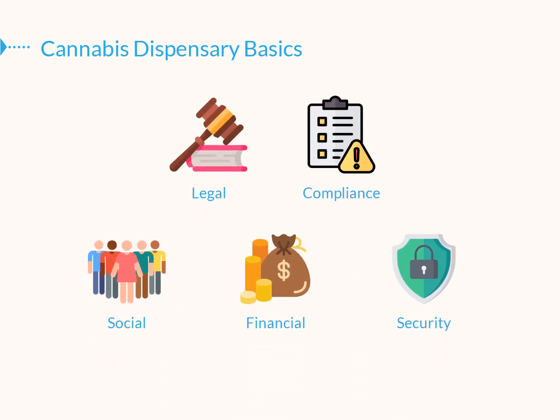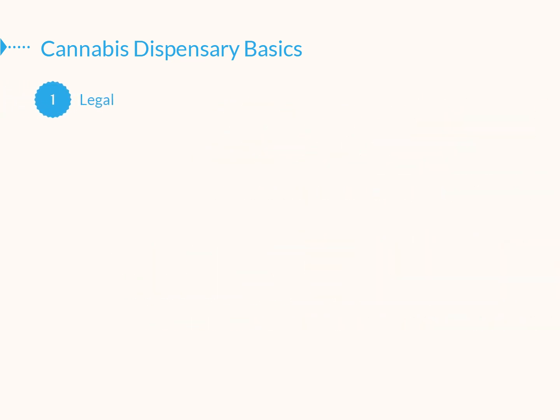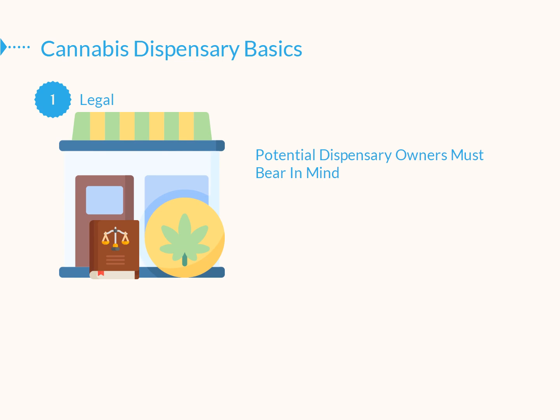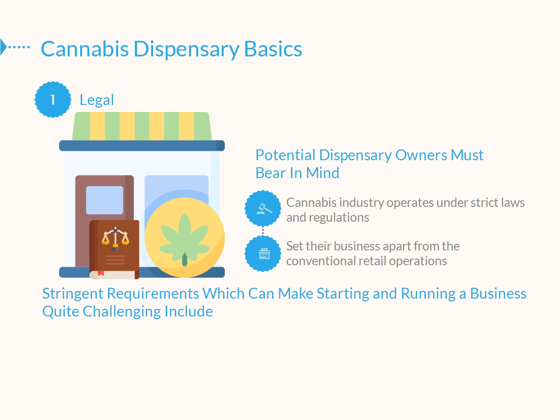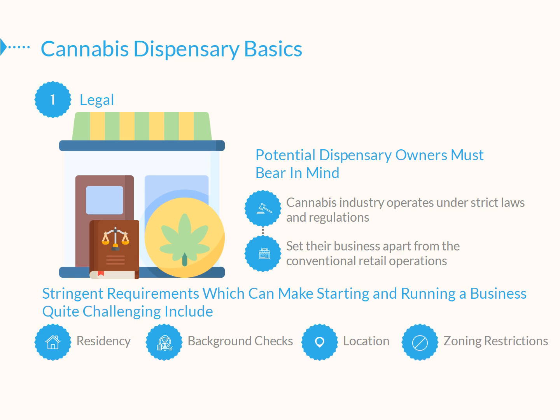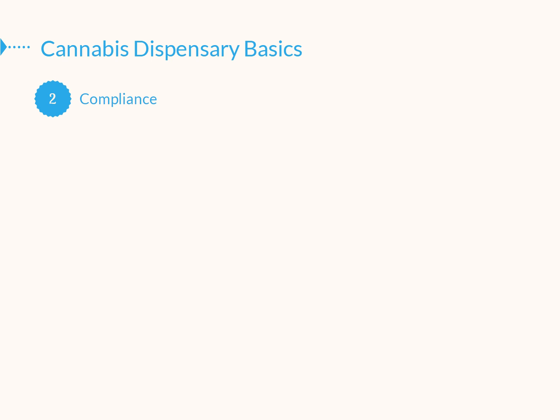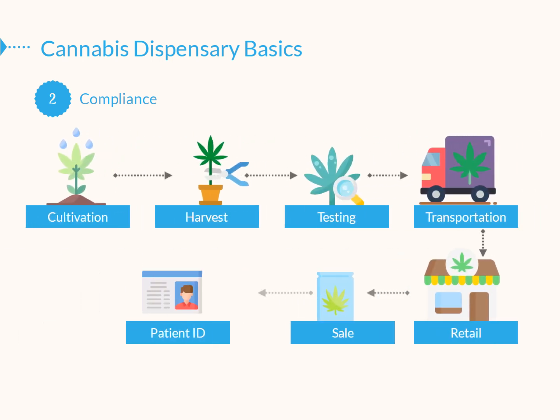Broadly speaking, these can be categorized into 5 groups: legal, compliance, social, financial, and security. 1. Legal. Potential dispensary owners must bear in mind that the cannabis industry operates under strict laws and regulations that set their business apart from the conventional retail operations. Stringent requirements include residency, background checks, location and zoning restrictions, etc., which can make starting and running a business quite challenging.